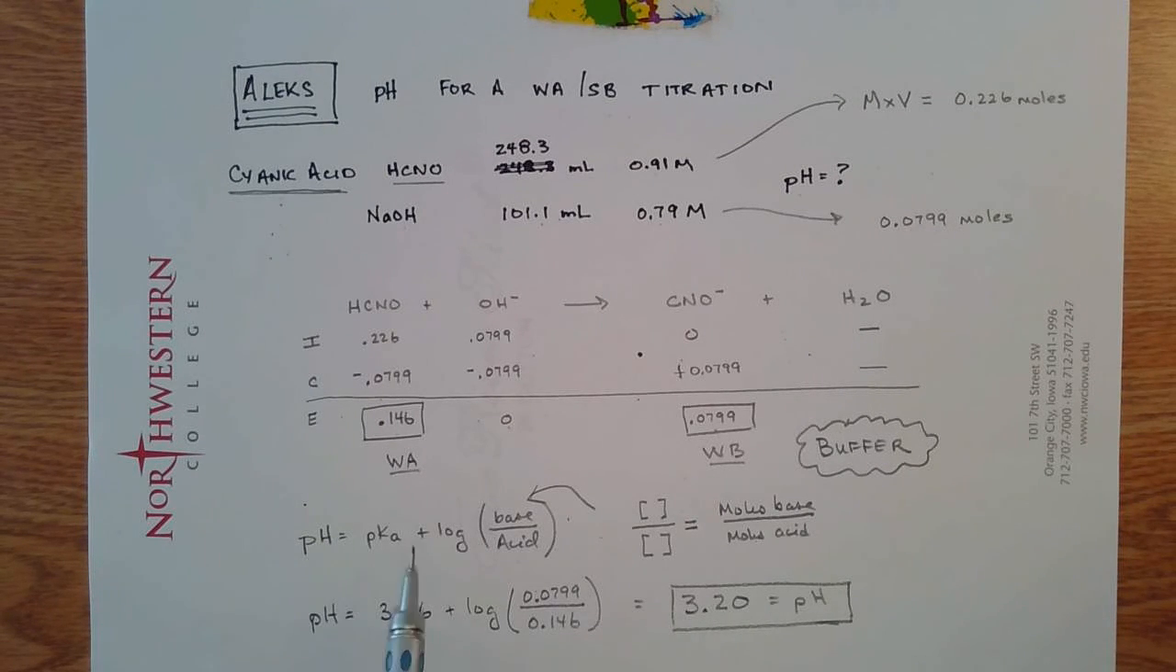That makes sense. We have a little bit more of our weak acid than we do of our weak base, so the pH ought to be just a little bit less than the pKa. Okay, that's it. I'll be back with another example shortly.